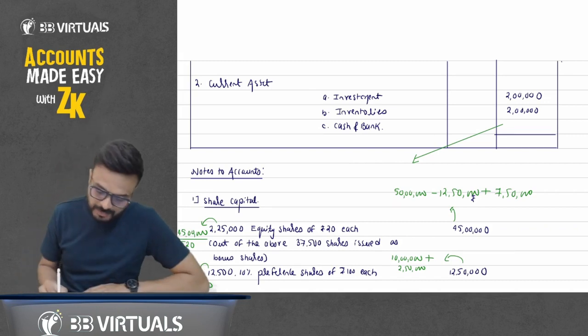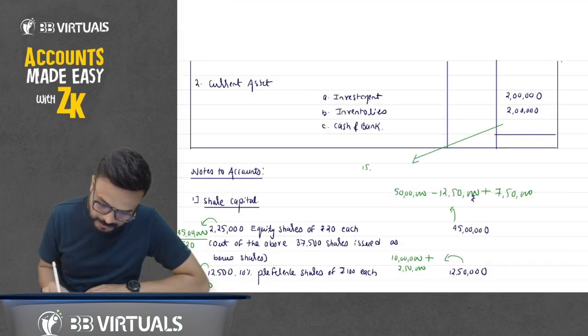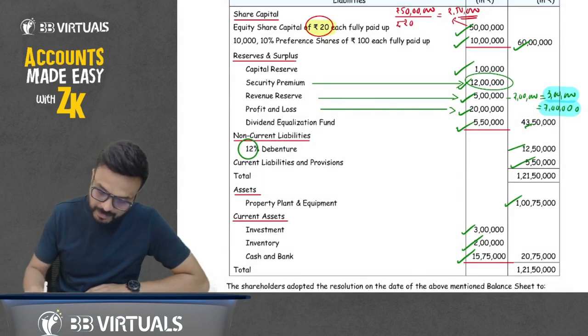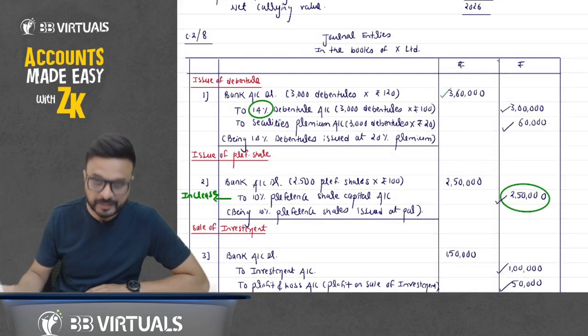Okay. So how much is given in balance sheet, cash and bank balance is 15,75,000. When you see here in journal entry, first entry we have debited by rupees 3,60,000.